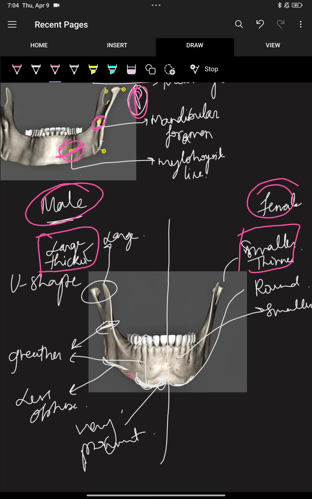The chin that you have here helps in differentiating. In case of male, the chin is U-shaped. In case of females it is rounded. The body height, that is the symphysis height, is very great in male and it's smaller in female.